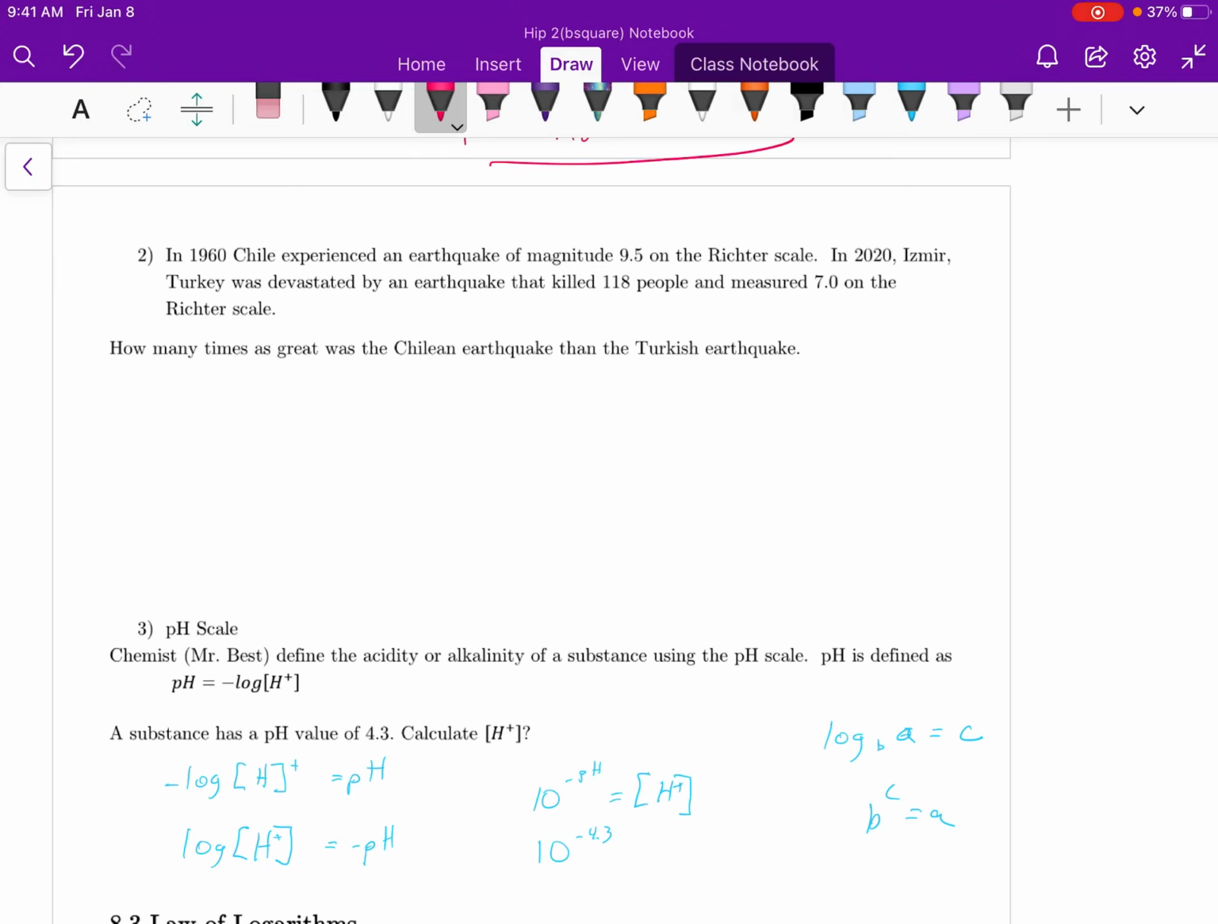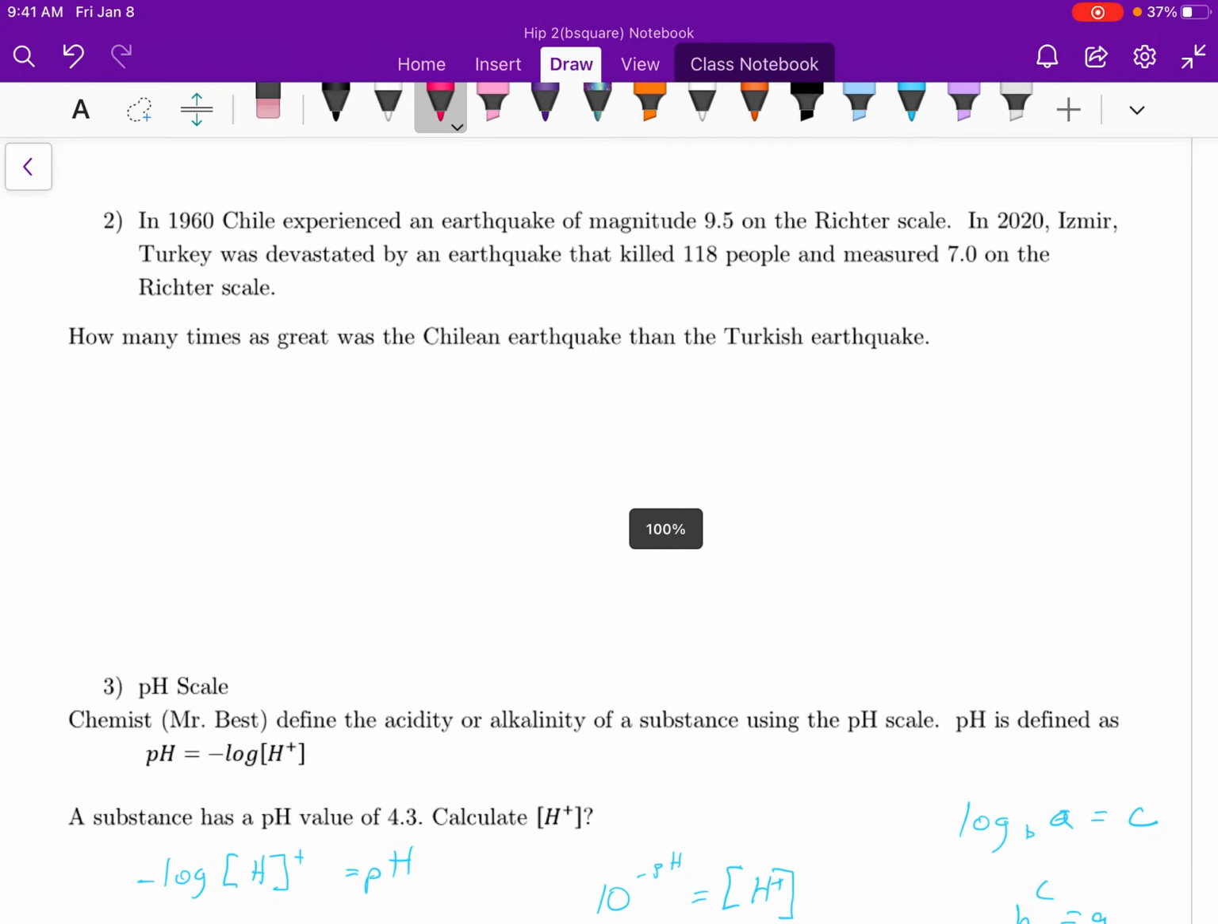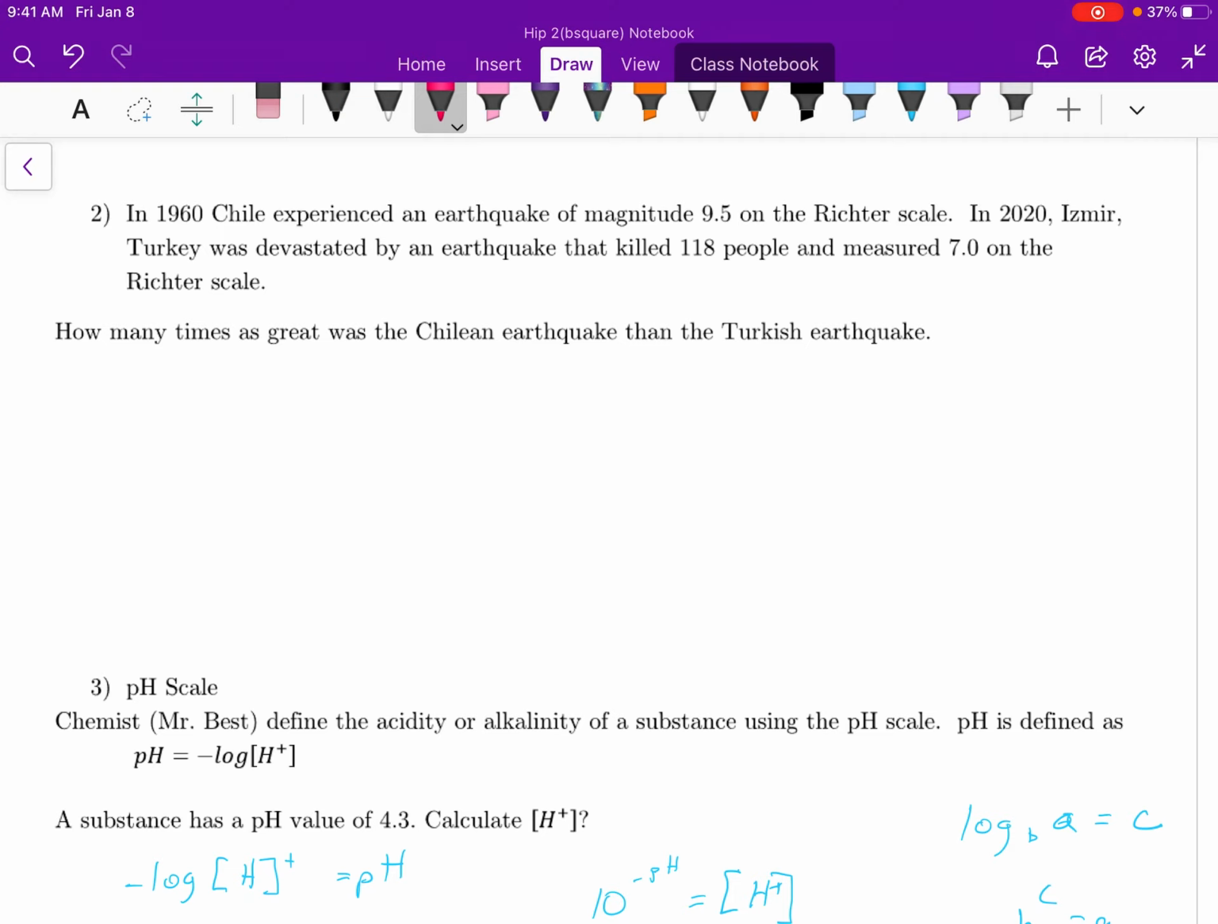In 1960, Chile experienced an earthquake with a magnitude of 9.5 on the Richter scale. Now that is probably very devastating. In 2020, Izmir, Turkey was devastated by an earthquake that killed 118 people and measured 7.0 on the Richter scale. How many times as great was the Chilean earthquake than the Turkish earthquake? How much more energy was released?